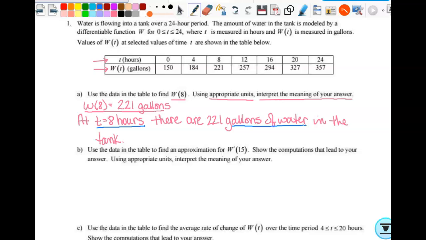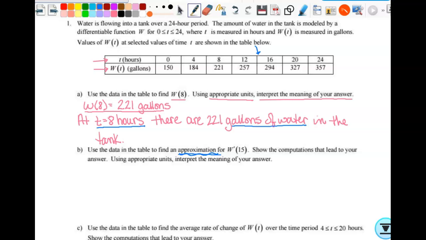It says use the data in the table to find an approximation for W prime of 15. Okay, so 15 falls in right here, right? Show the computations that lead to your answer using appropriate units. Interpret the meaning of your answer. Okay, prime. What does the prime tell us? The flow, the rate, right? It's your rate of change. Your derivative is your rate of change. So if I want W prime of 15, I want the rate of change at 15 hours. Can I pull that from the chart? No, but it did say an approximation.